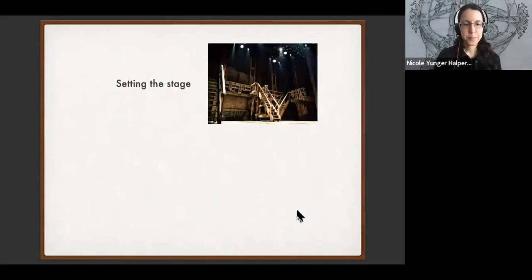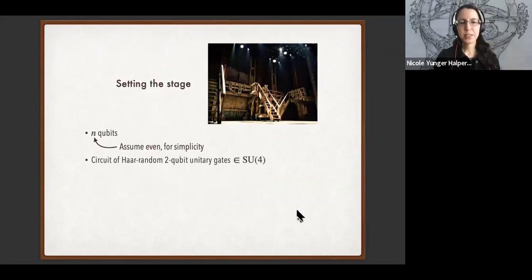Here is the approach that we came up with to prove this. We'll focus on a system of n qubits, and for convenience, I'll assume that n is even. We'll imagine these qubits evolving under a unitary circuit consisting of gates in SU4. This is a set of 2-qubit gates. These gates are going to be chosen randomly according to the Haar measure. This is, loosely speaking, the uniformly random measure. It's the unique unitarily invariant measure on the group SU4. Again, these gates don't need to be geometrically local.